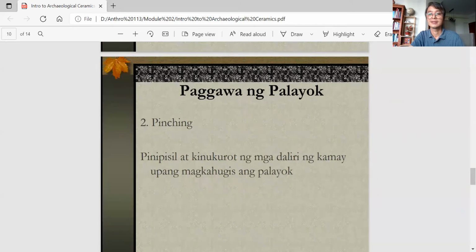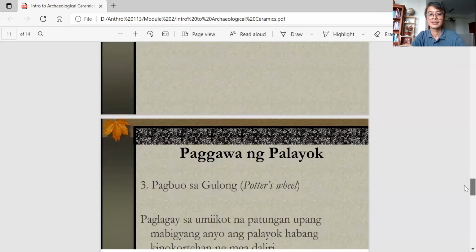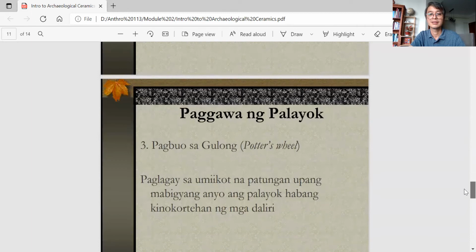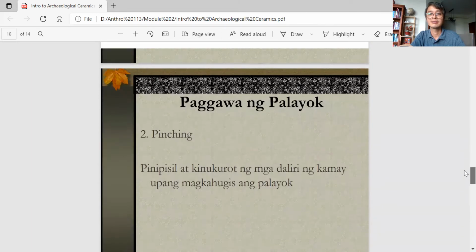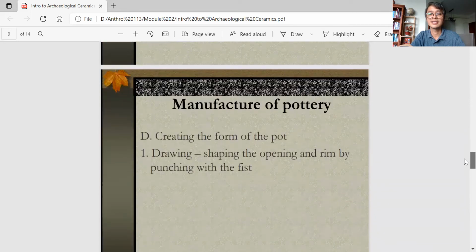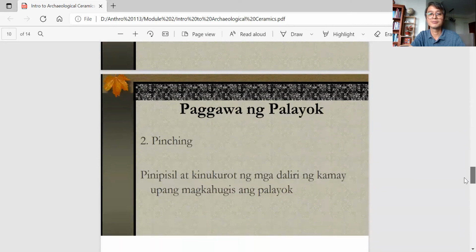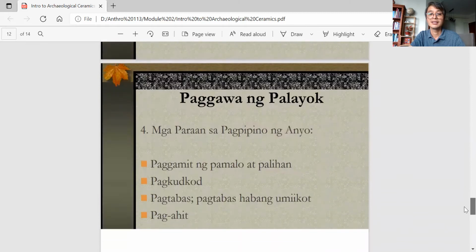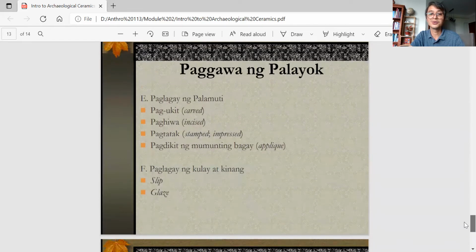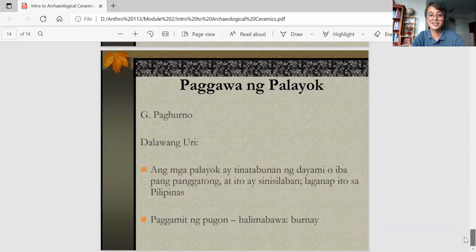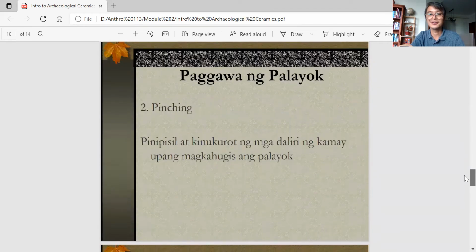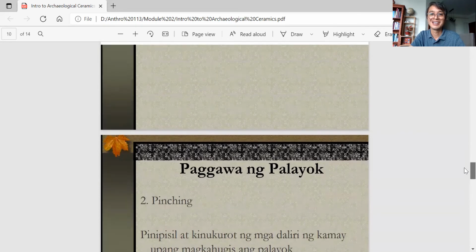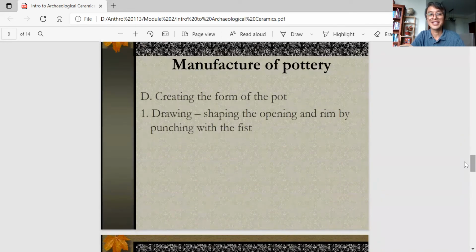Okay. I think I haven't translated this into English, no, because this was once in Tagalog, no. My lecture was once in Tagalog. Anyway, sige.